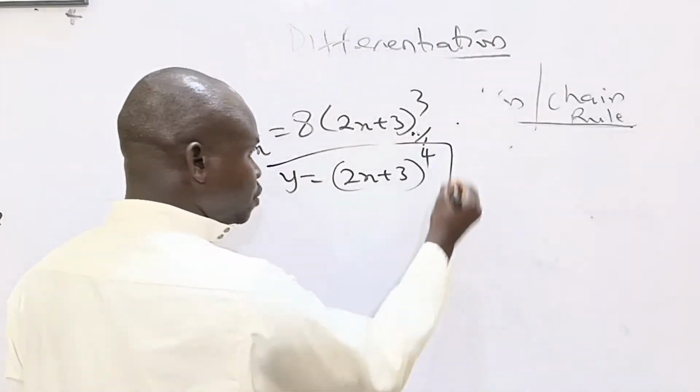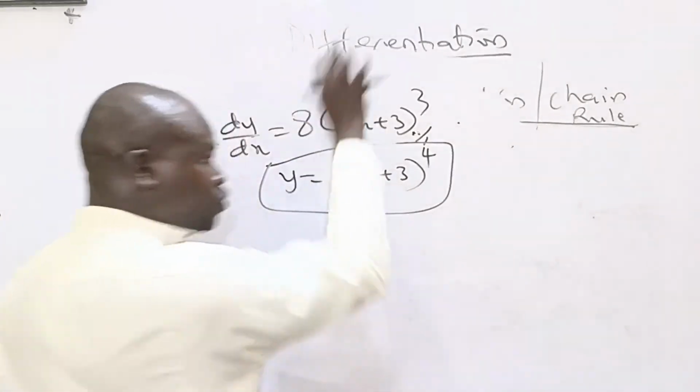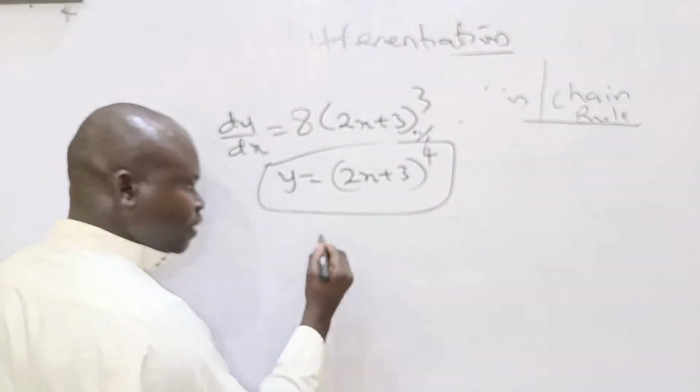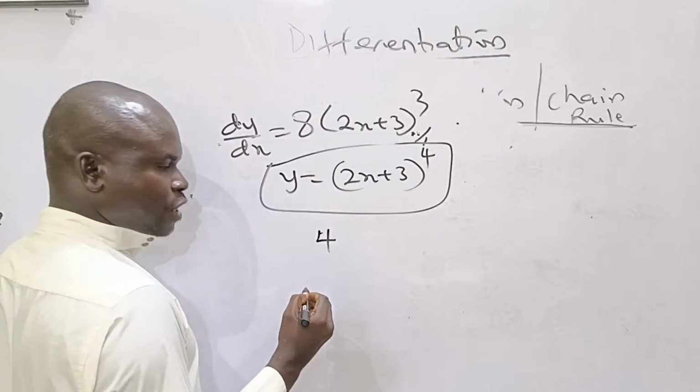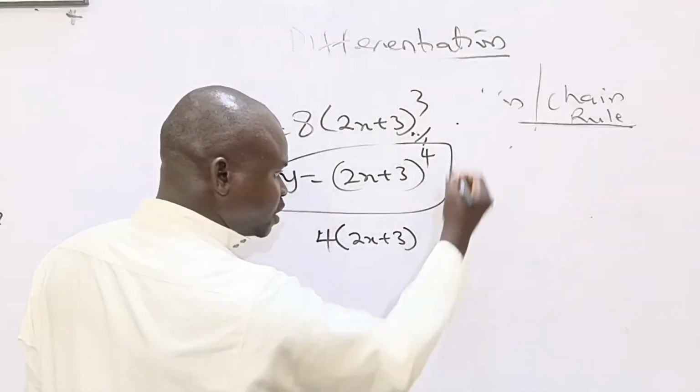This is the question. How do I get this process using chain rule or function of a function, without going through all the process? Just bring down what you have here, 4. Okay? Into bracket, write what you have there, 2x plus 3. Subtract 1 from the power, 4 minus 1, 3.